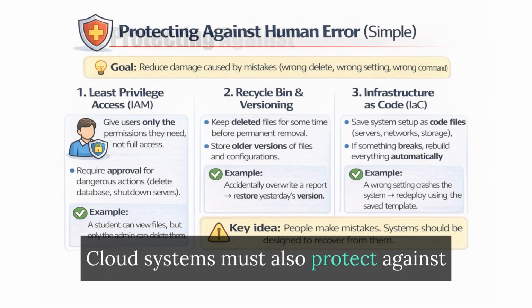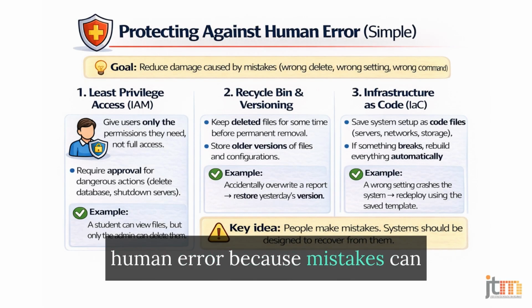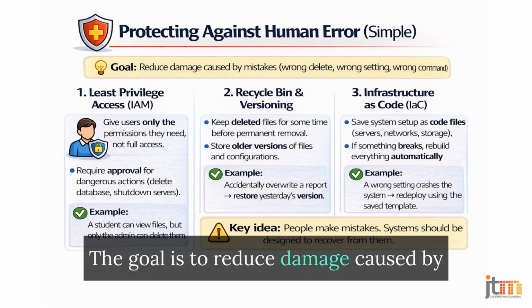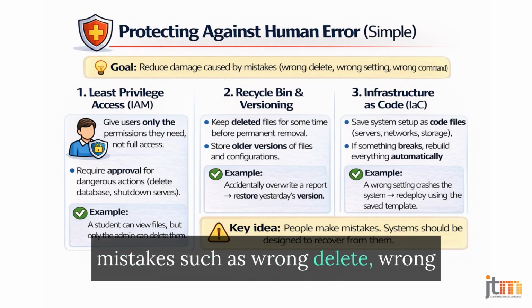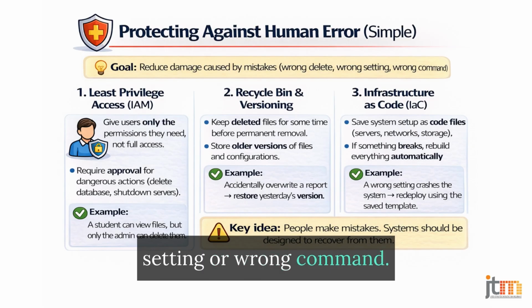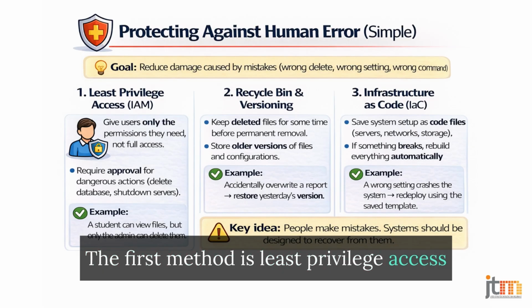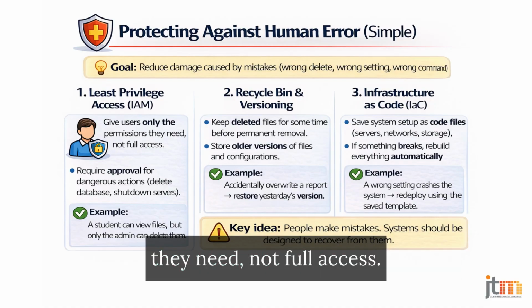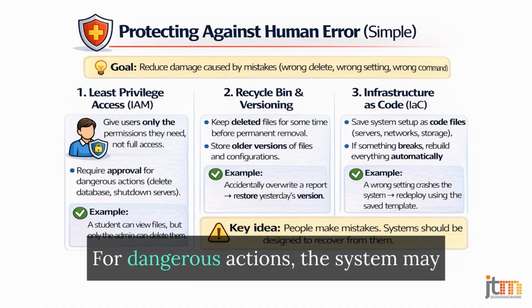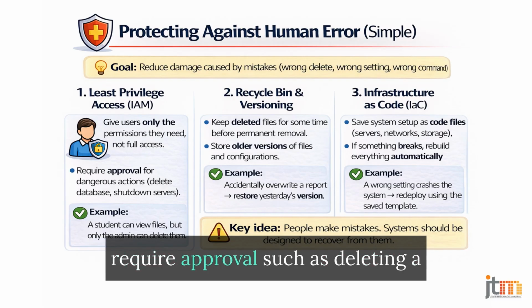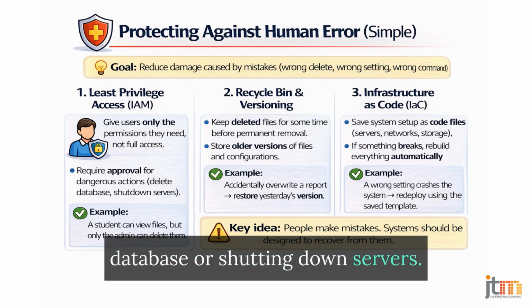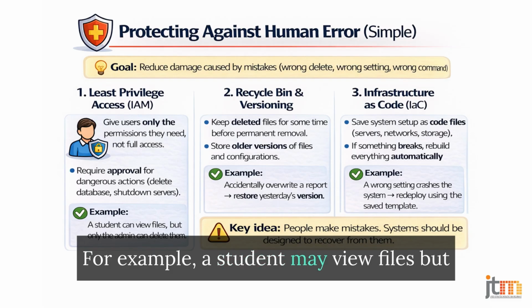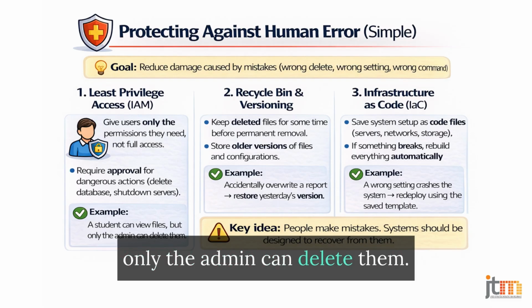Cloud systems must also protect against human error, because mistakes can happen. The goal is to reduce damage caused by mistakes, such as wrong delete, wrong setting, or wrong command. The first method is least privilege access using IAM. This means users get only the permissions they need, not full access. For dangerous actions, the system may require approval, such as deleting a database or shutting down servers. For example, a student may view files, but only the admin can delete them.